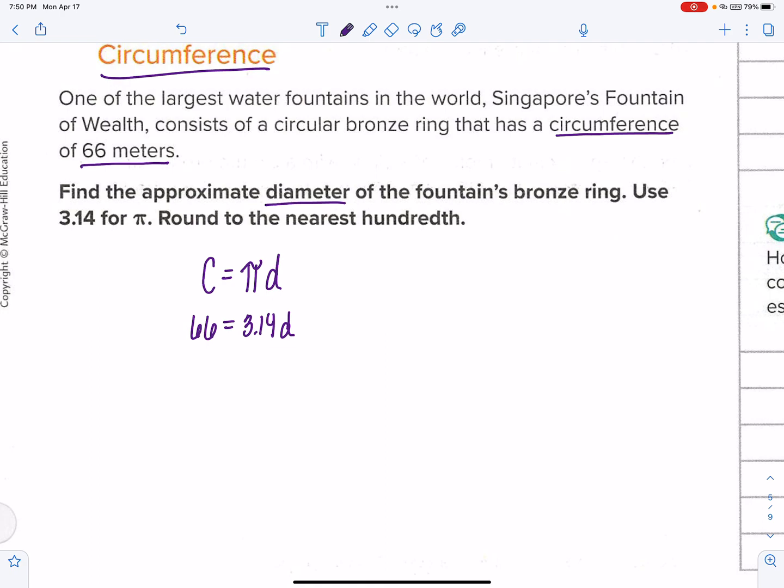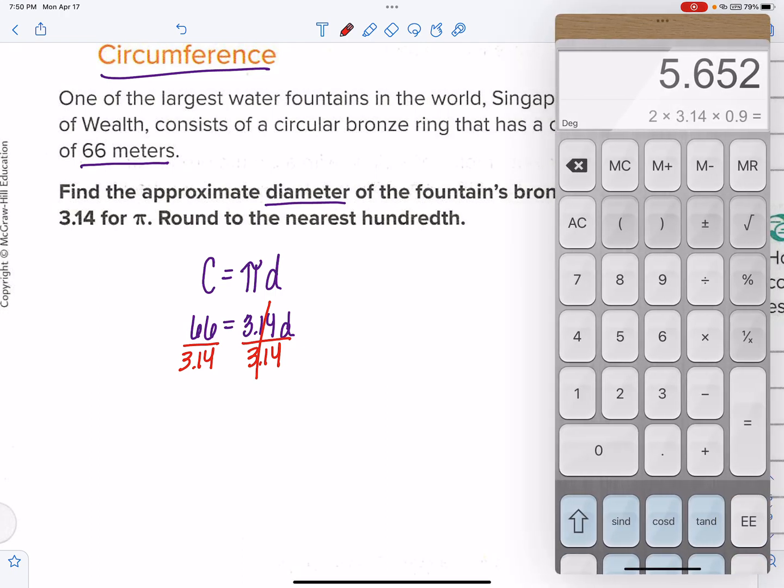Okay, so how do we isolate d? Well, I have 3.14 times d. How do you get rid of that or undo it? Divide by 3.14 to both sides, just like we normally do. This is going to create one whole, which will leave us with 66 divided by 3.14, and we get, rounded to the nearest hundredth, 21.02. And that is, let's look at our units, that's meters, equals the diameter.